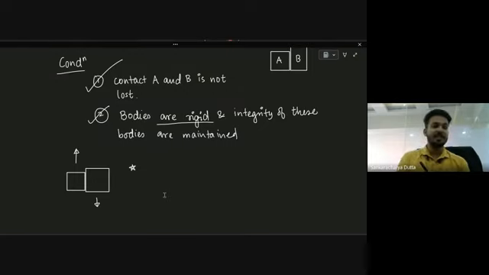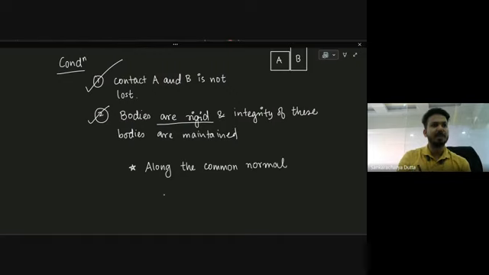What you need to write down is one statement: along the common normal, which I'm going to explain, components of velocity should remain same.